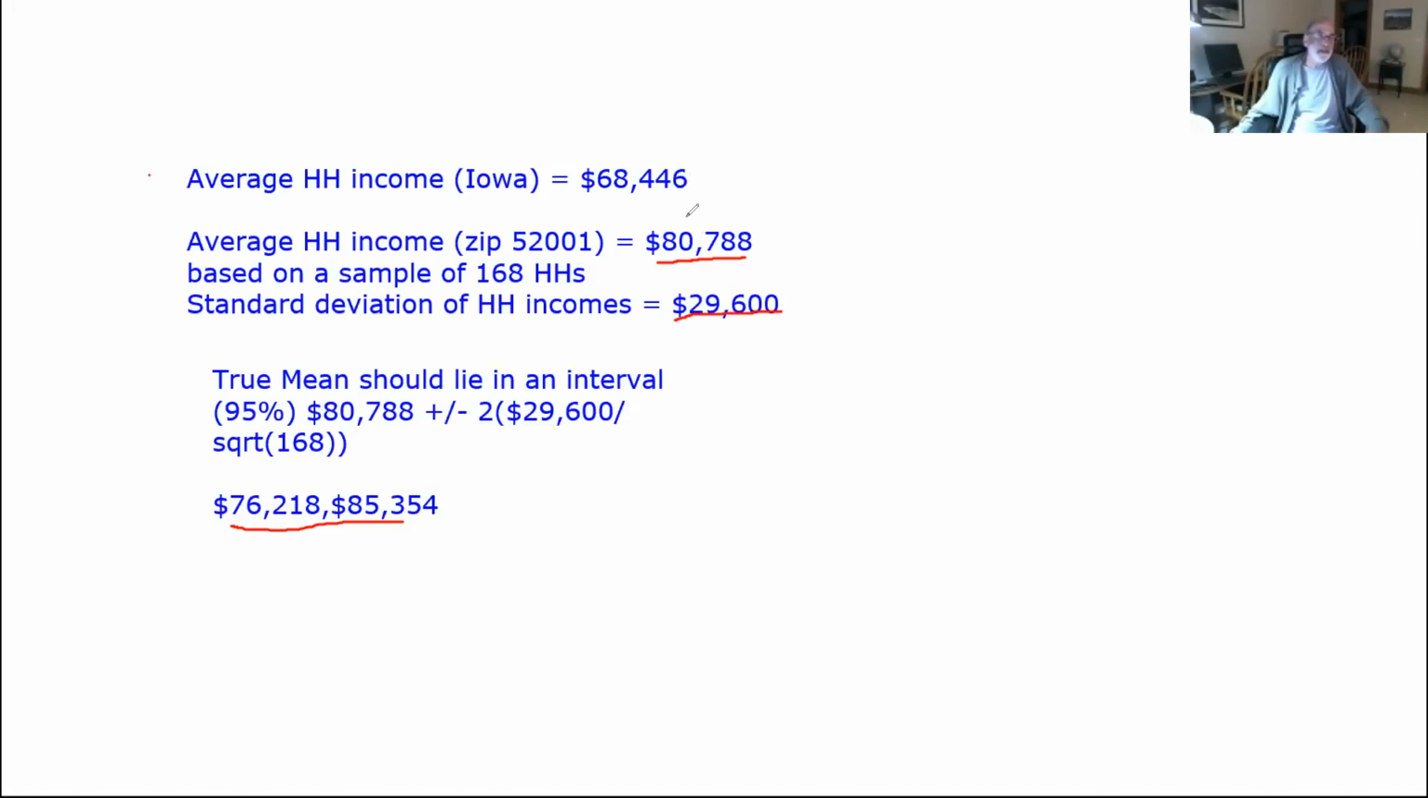If we're having to make a business decision about whether to locate a new store in the zip code, because we think it probably has higher income and that's where we're likely to sell more. Well, being wrong, putting a new store in and being wrong could be a pretty costly error. You may have to shut down the store and a bunch of costs that you can't get back.